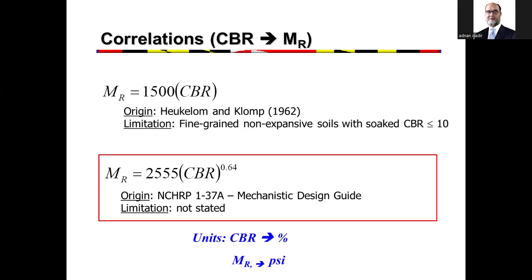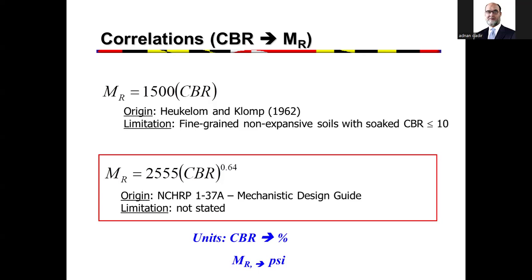We don't divide it by 100. So if it is CBR 5, while you want to convert it into MR, don't say 0.05, it's 5. So if it is CBR 5, from this relation, 1500 times 5 is 7500. This relation was developed in 1962, and believe me, most people in the industry are still using this relation, 1500 CBR.